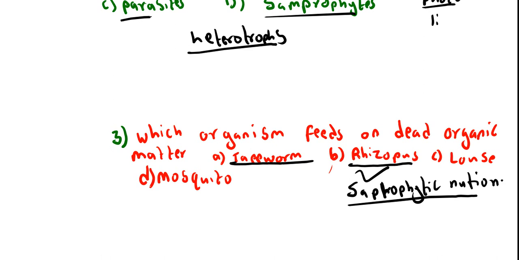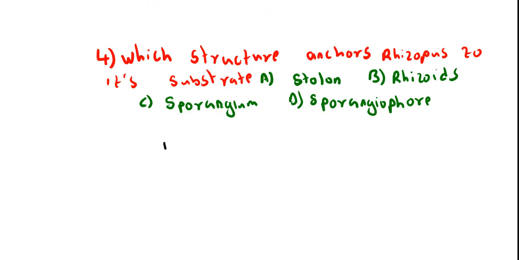Which structure anchors the rhizopus to its substrate? For you to understand this question, the following things must be in your head. The rhizopus looks something like this: a straight part, then the horizontal ones that look like roots. Then you can also put another one here.